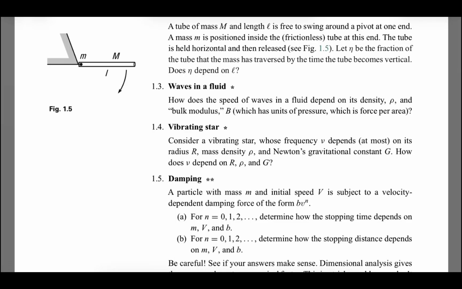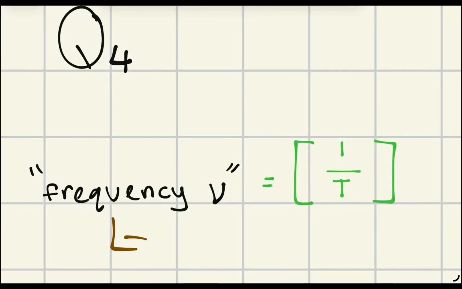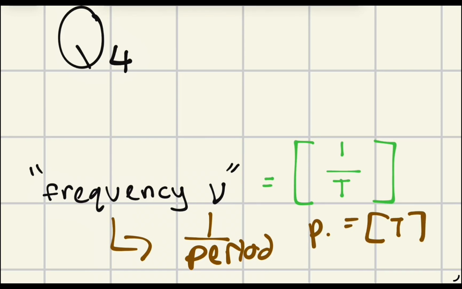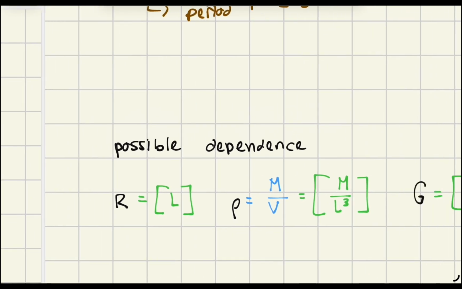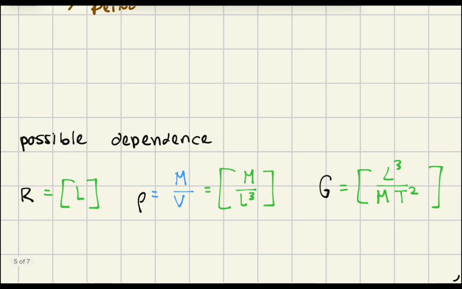Question 4. Vibrating star. Consider a vibrating star whose frequency nu depends at most on its radius r, mass density rho, and Newton's gravitational constant G. How does nu depend on r, rho, and G? So we know frequency nu is equal to 1 over seconds, so 1 over t. And then we have possible dependence on r, which has dimension L, rho, which is m over v, so we know that has dimensions m over L cubed, and then we have G. You might not know this, but this one is equal to L cubed over m t squared.